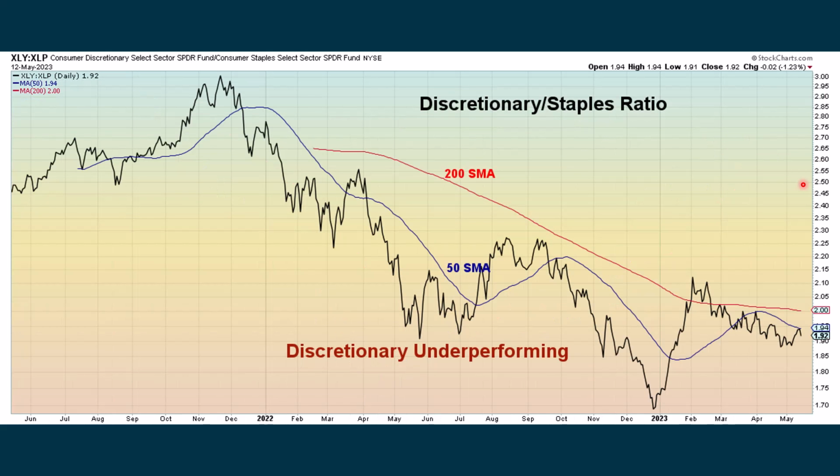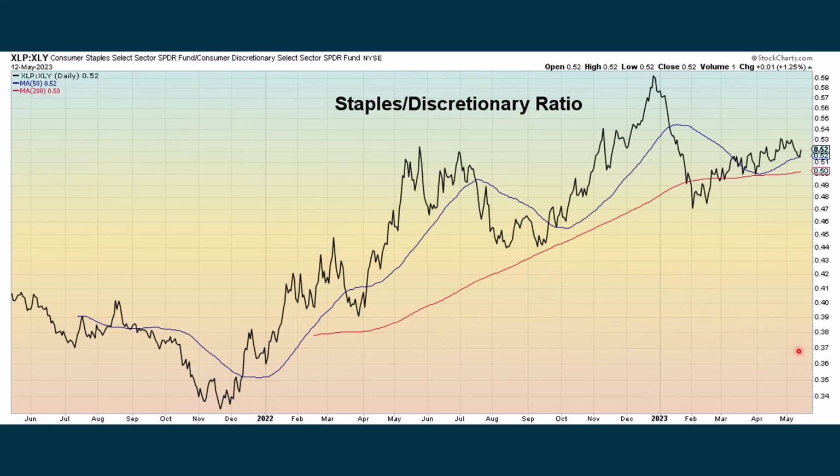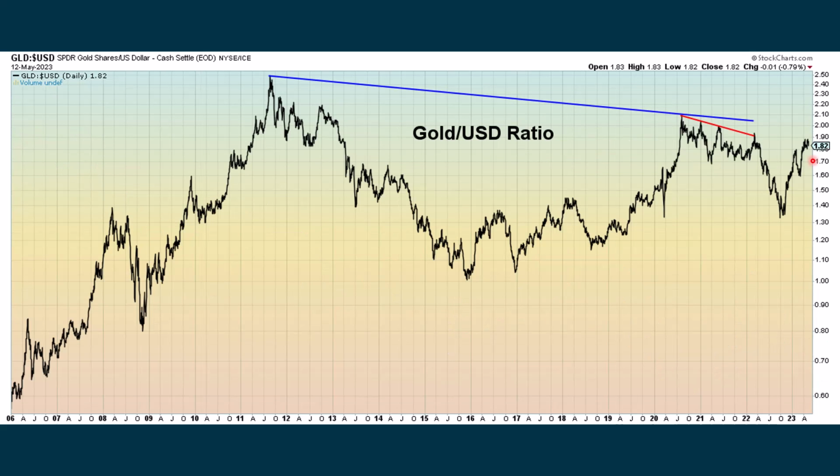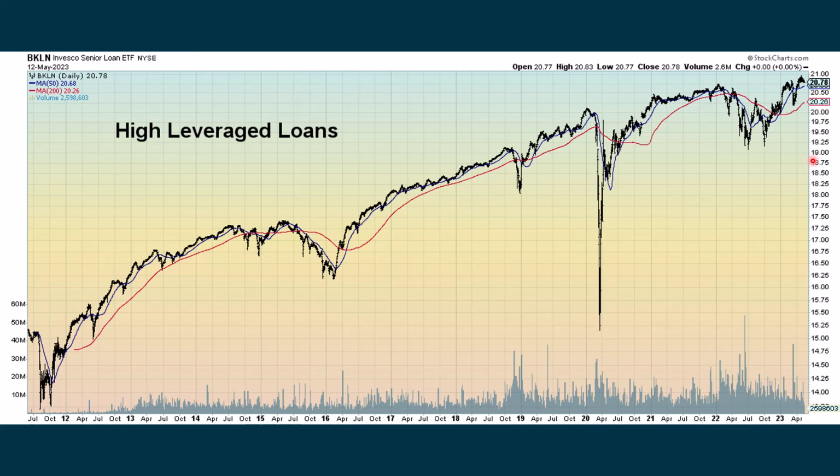Discretionary is still underperforming staples, but it's trying to show some improvement. And staples continue to outperform discretionary. Gold is outperforming the S&P 500, and gold is outperforming the US dollar. High leverage loans. These are risky loans, and if we were getting ready to fall off a cliff, would this be in an overall uptrend and actually starting to break out?